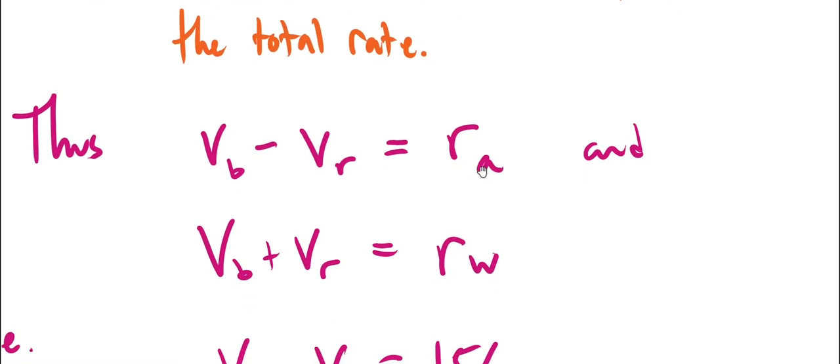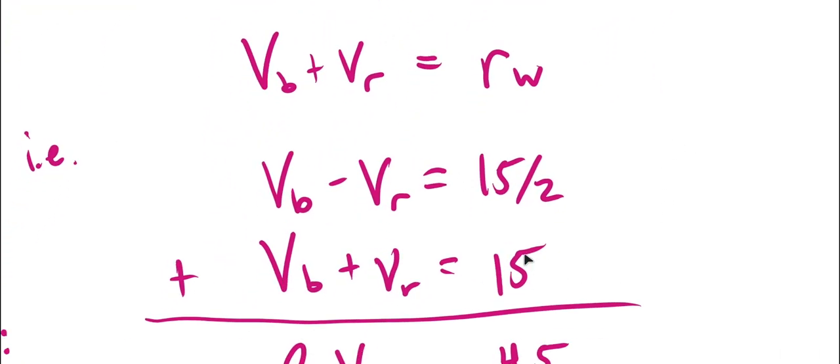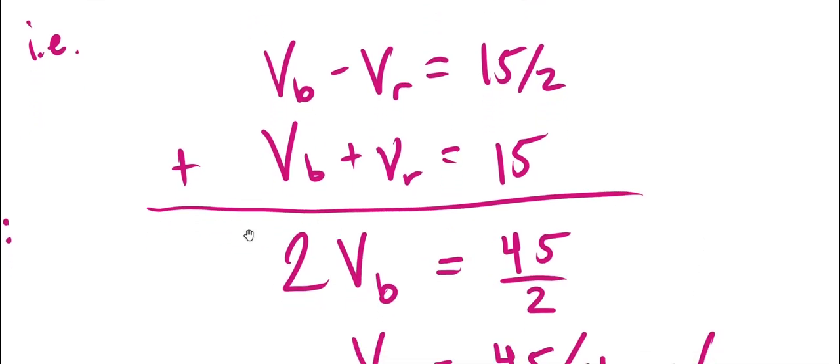Now, we figured out, using the information given, these two amounts: the total rate when they were traveling against each other, and the total rate when they were traveling with each other. The total rate when they were traveling with each other was 15, and the total rate when they were traveling against each other was half that. So if I add these together, what I find is twice the velocity of the boat.